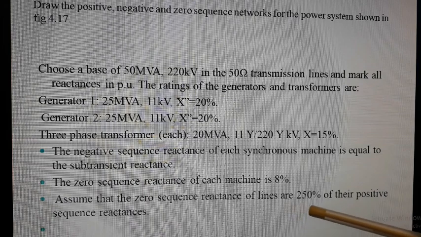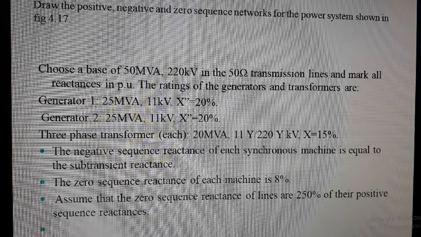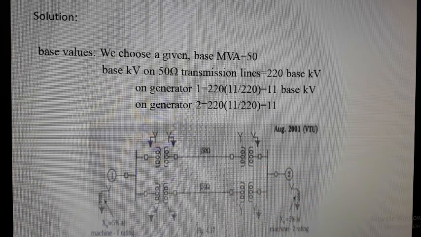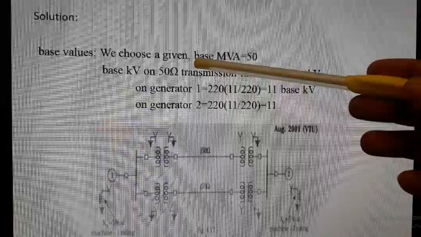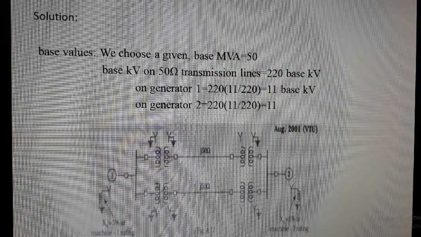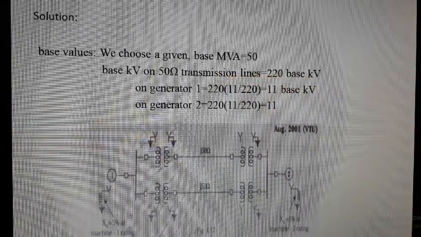So if this data is not given, we take the positive, negative and zero sequence reactances all as equal, but here zero sequence reactance is 250% of the positive sequence reactance, so we need to consider this. So one by one let us take. Here this is the given circuit. We have to choose the base that is given, that is 50 MVA, and base kV on the 50 ohm transmission line we have to choose.